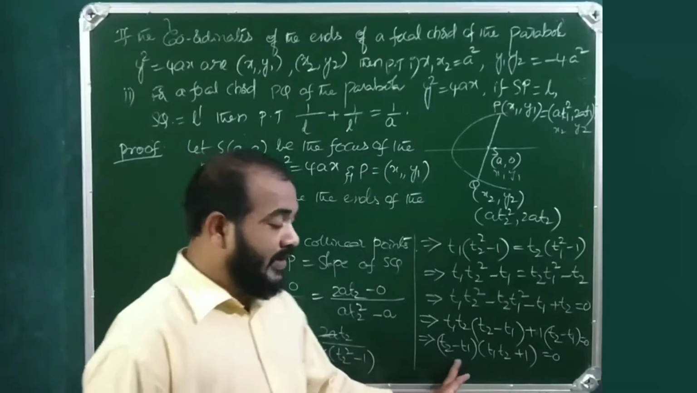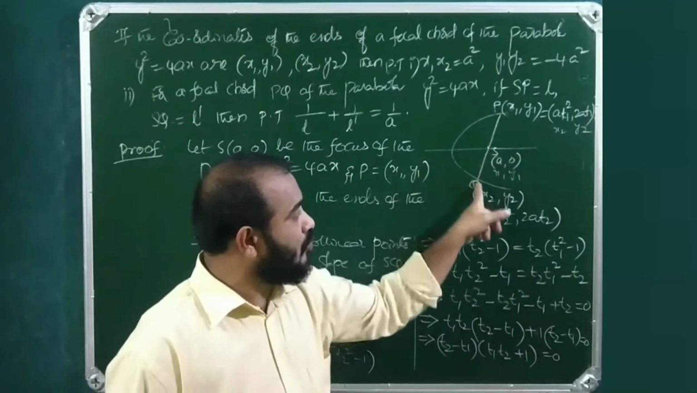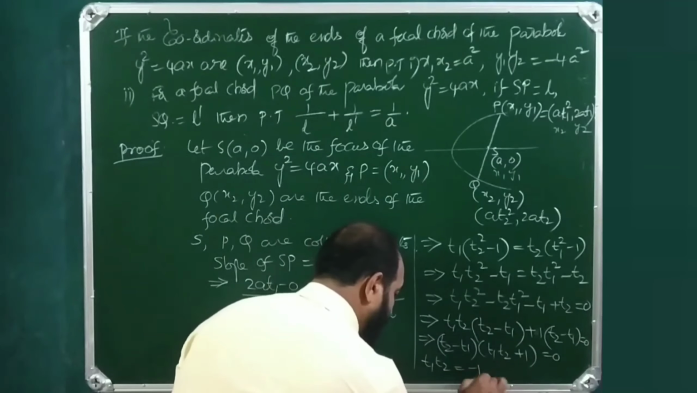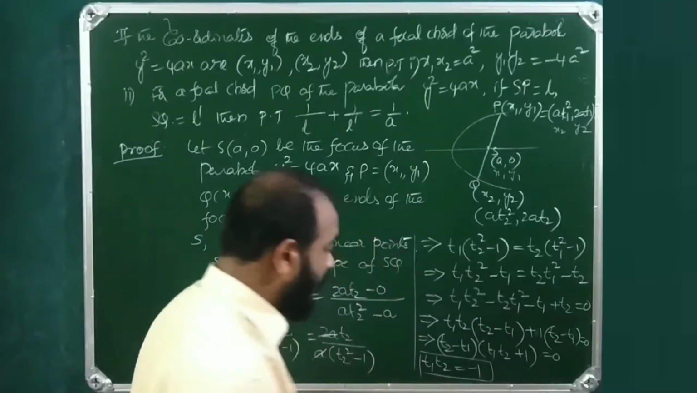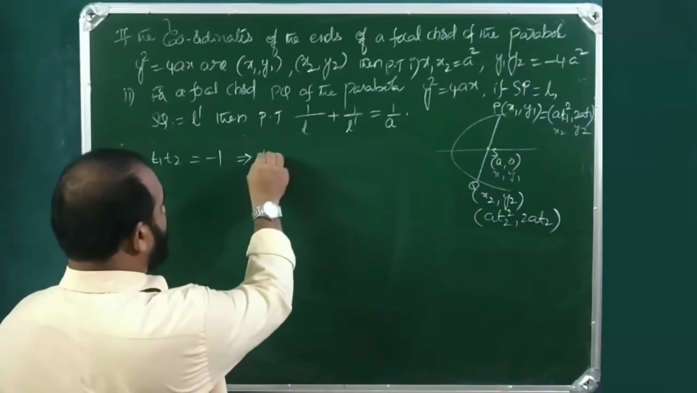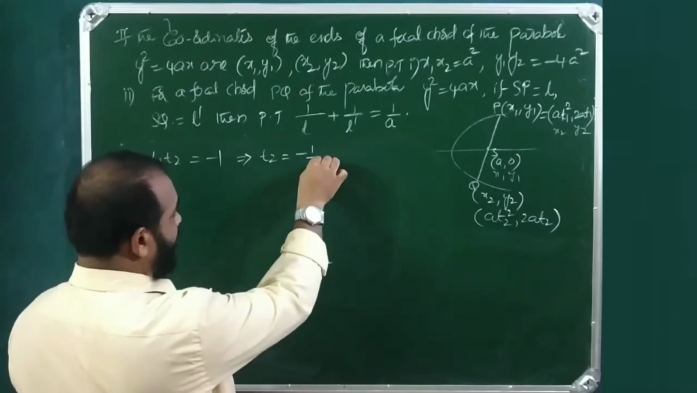So from this, t2 minus t1 equals 0 means t1 equals t2. Since these two points are not equal, it has to be t1 t2 plus 1 equals 0, so t1 t2 equals minus 1 is the required condition. So from this, what is t2? t2 equals minus 1 by t1.